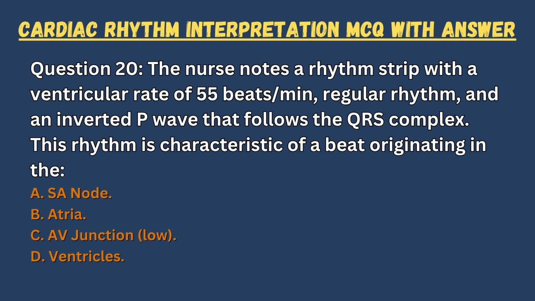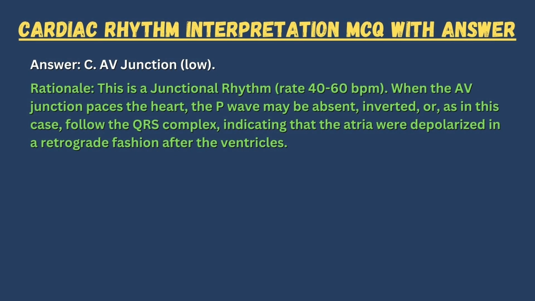Question 20. The nurse notes a rhythm strip with a ventricular rate of 55 beats per minute, regular rhythm, and an inverted P wave that follows the QRS complex. This rhythm is characteristic of a beat originating in the: A. SA node. B. Atria. C. AV junction, low. D. Ventricles. Answer: C. AV junction, low.